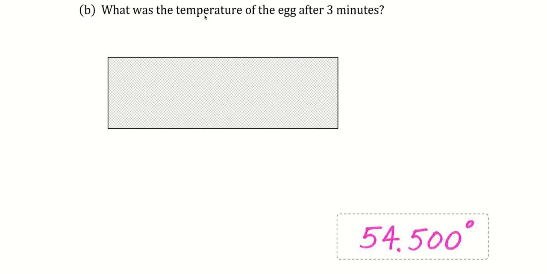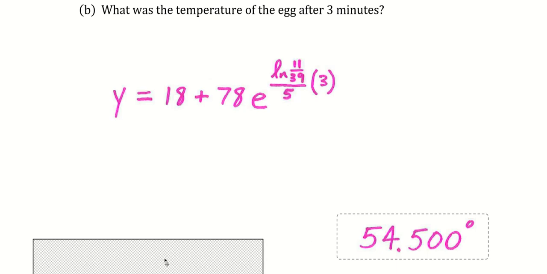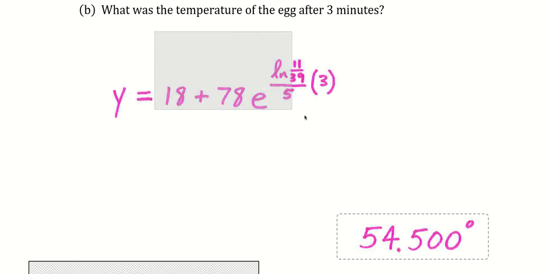Pause if you need to. What was the temperature of the egg after 3 minutes? I guess that just means we're plugging in 3 for t and throwing all that into your calculator. Final answer, 54.500 degrees. Alrighty.